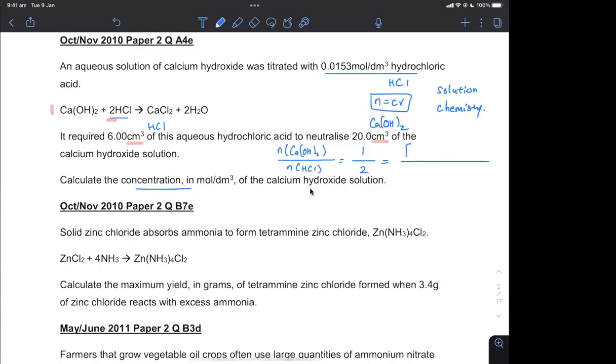The thing on top is for the calcium hydroxide. So what do I need? I have the concentration of the calcium hydroxide. This is what I want to find, in mole per dm cubed. So this is multiplied by 20.0 over 1,000. At the bottom, I have 0.0153 multiplied by 6.00 over 1,000. Move this whole thing to the top. Do not change the half because you know mathematics, you are not doing anything to the half. So you don't change anything to that half, which is already present there.